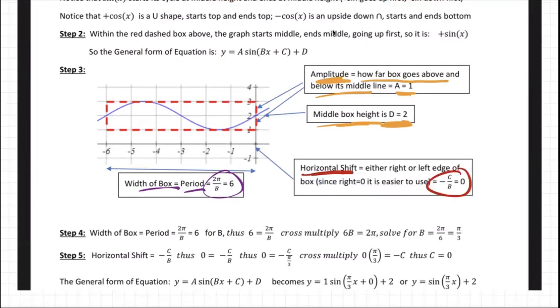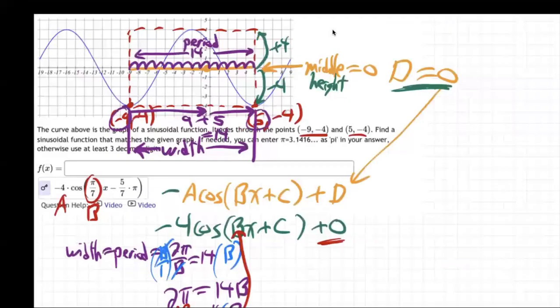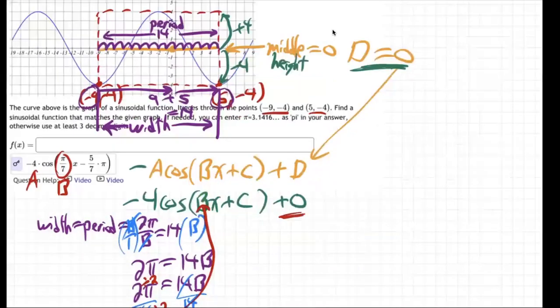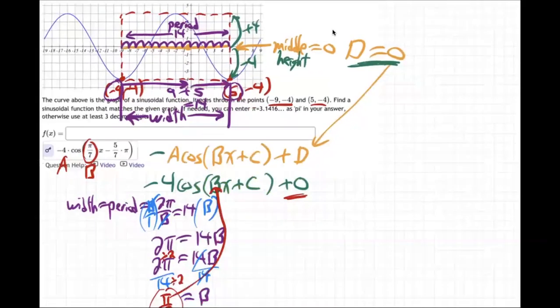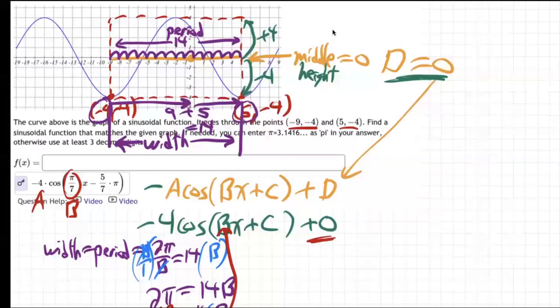Horizontal shift, either right or left, either the right or the left edge of the box is called the horizontal shift, and the formula is -C over B. All right, let's go back to it. So you can take the right edge or the left edge. It doesn't matter at all. I'm just going to grab the right edge.